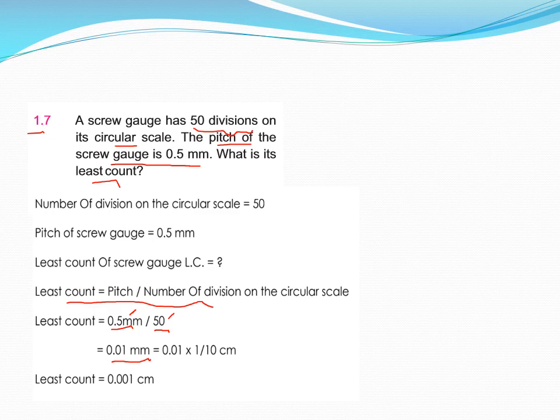Generally, we have the least count of the screw gauge in millimeter, like 0.01 millimeter. But as the answer is in centimeter, we have to express millimeter in centimeter. So the least count in centimeter is 0.01 centimeter.